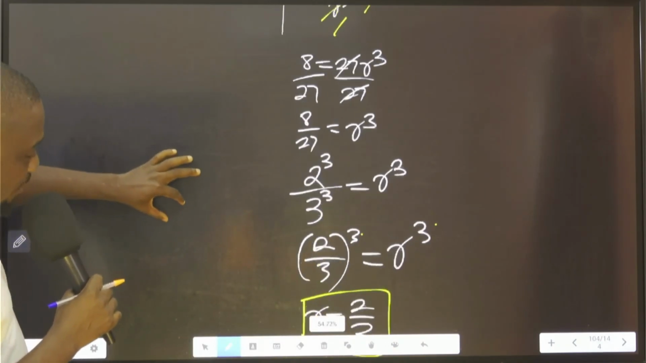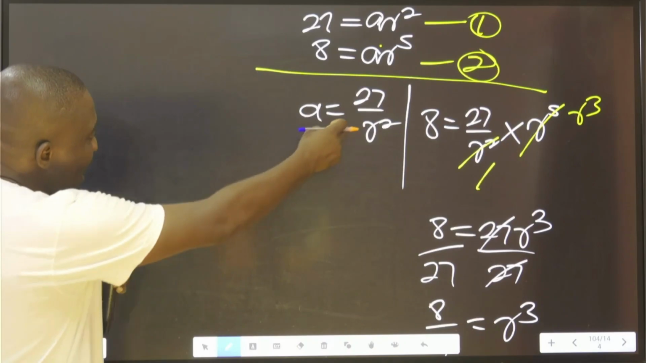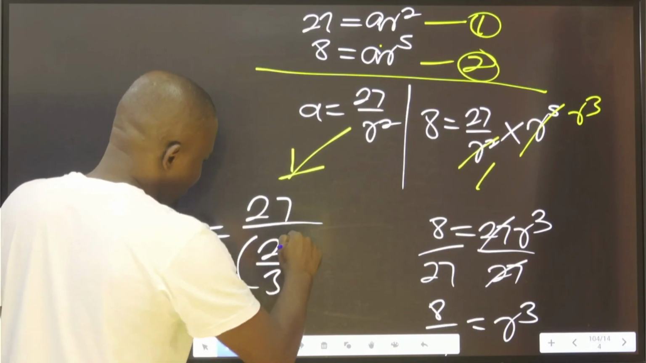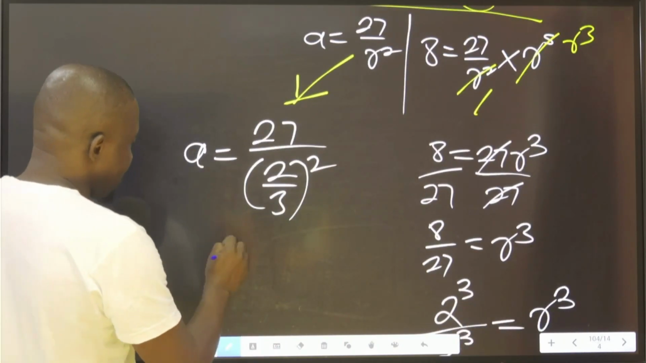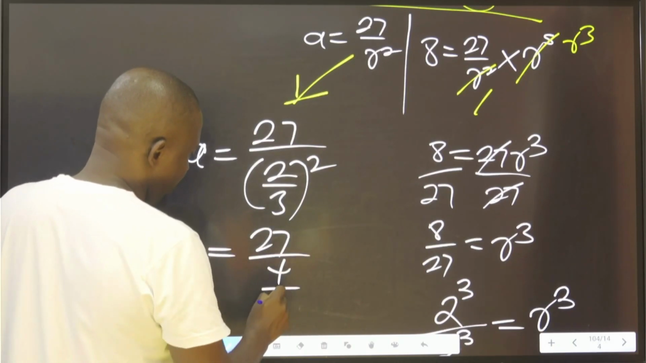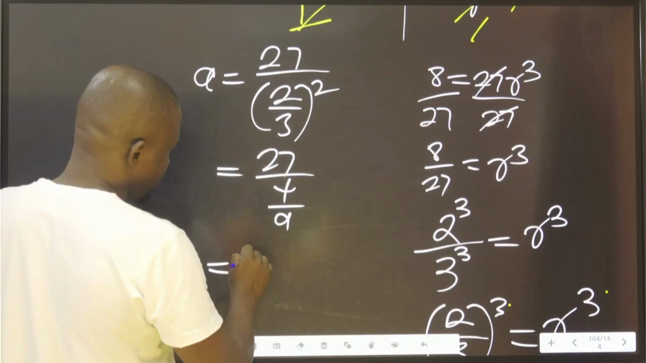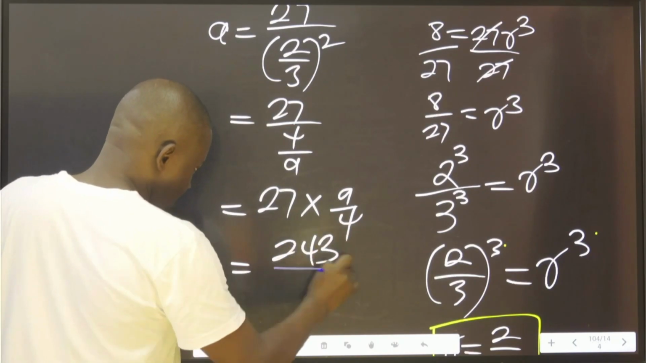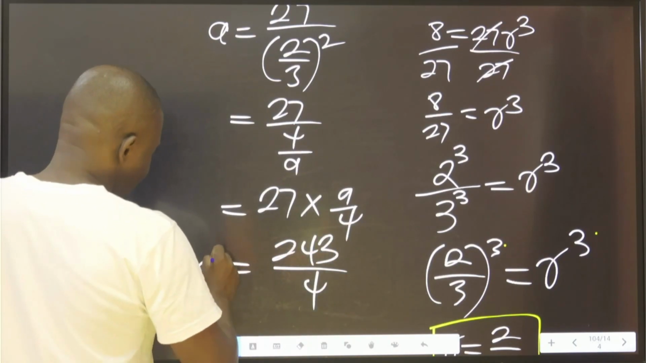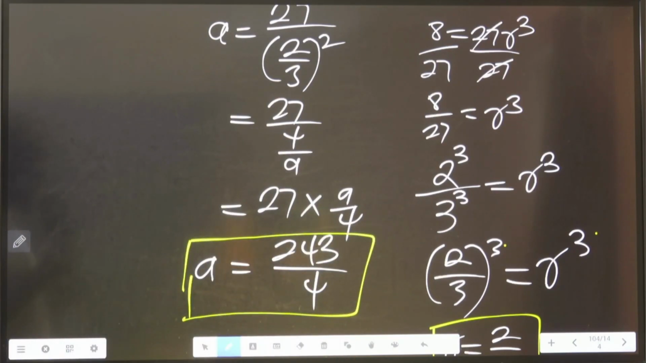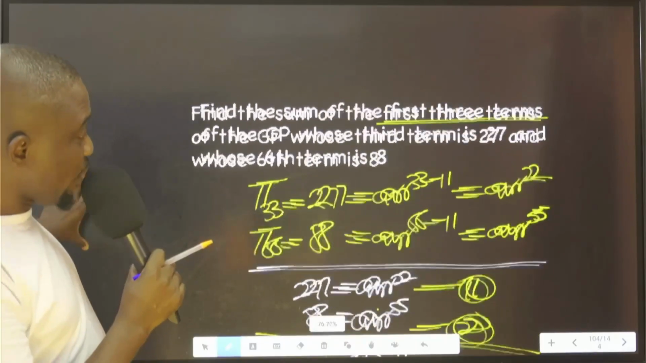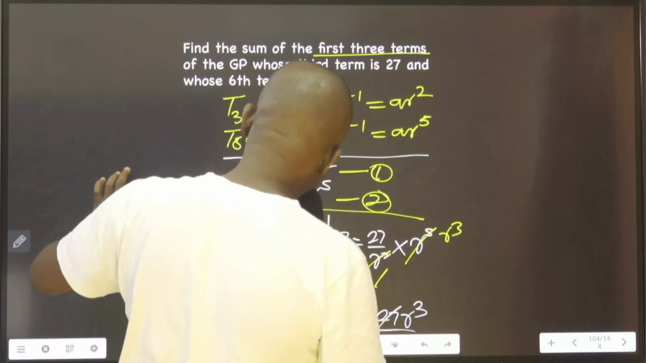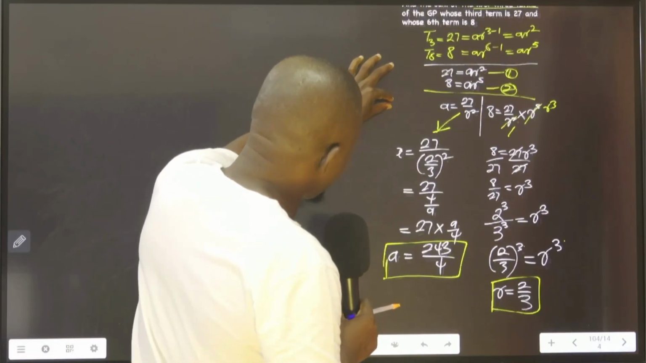So with this now, we can get the first term, with 2 over 3 for r. So from here, we can say a is equal to 27 over this is 2 over 3, that is the r raised to power 2. Okay, you agree with me? This is equal to 27 over 4 over 9, which is equal to 27 multiplied by 9 over 4. This is 243 all over 4. Okay, this is our a. We now have a and we have r. As you can see, the question says, find the sum of the first 3 terms. Okay, no problem. Let's put this here.